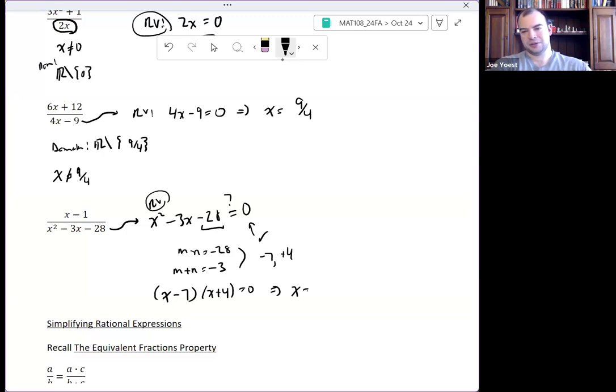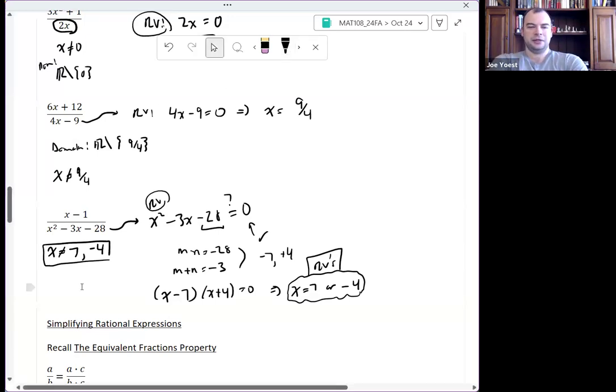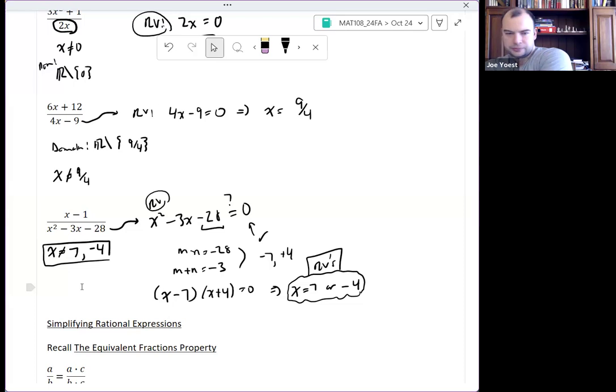And that says that x equals 7 or negative 4. These are my restricted values. So over here next to my function, I might say something like x cannot be 7 or negative 4, just noting the restrictions on the domain. So the natural domain for this function would be all real numbers except 7 or negative 4. Any other real number I don't have a problem with plugging in.